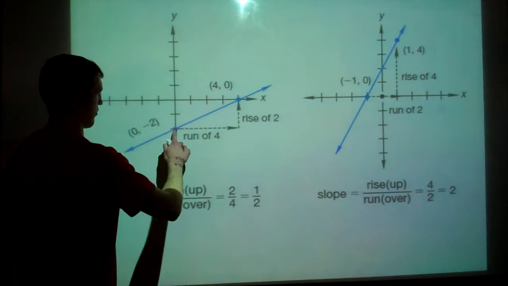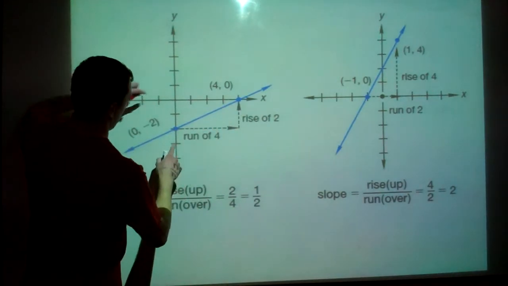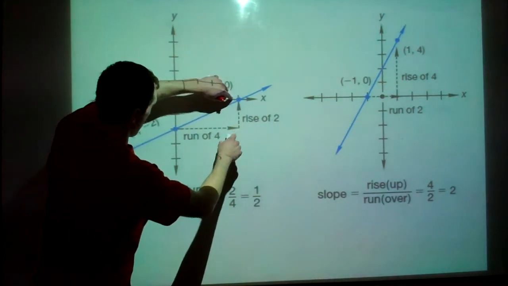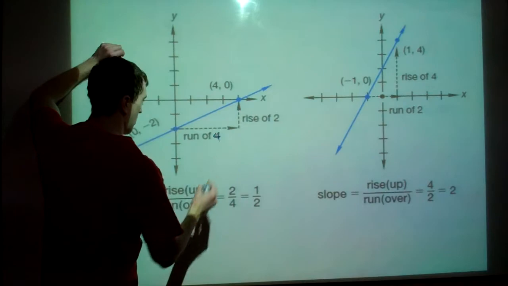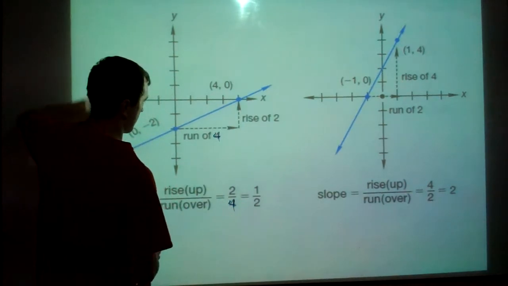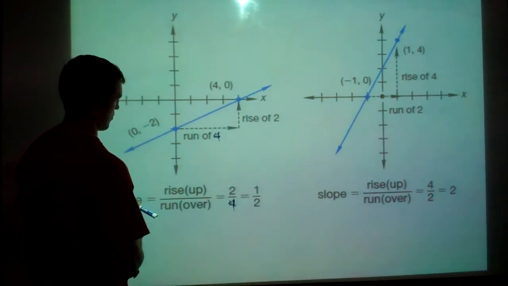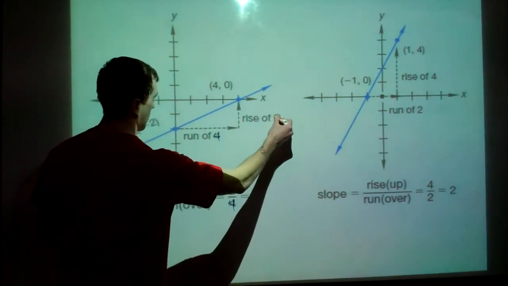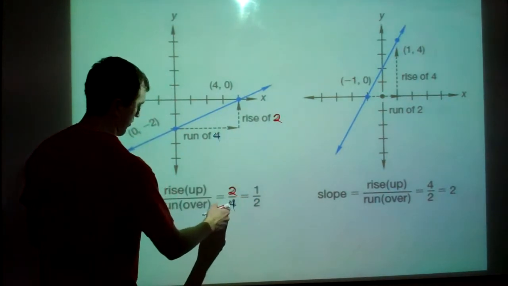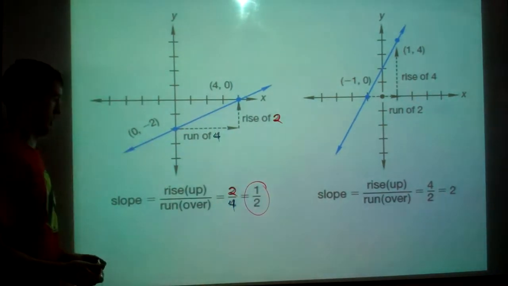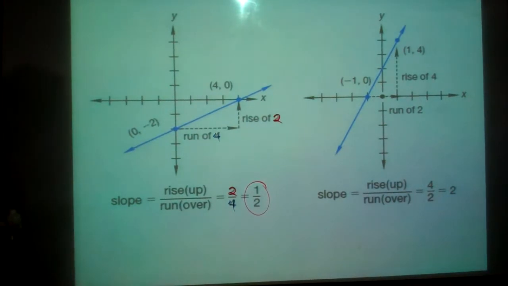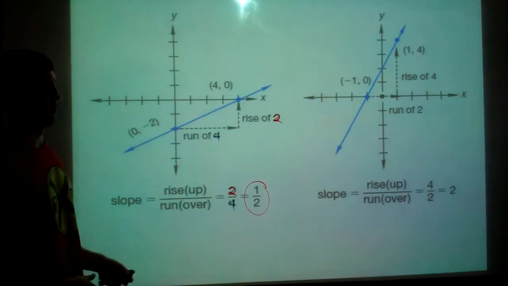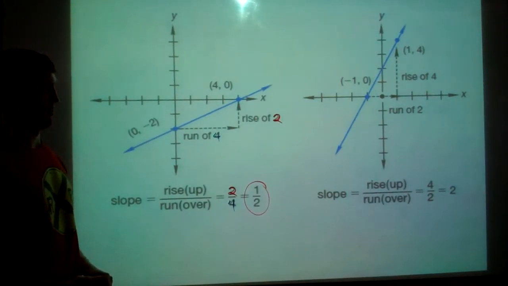So how far do I have to move over to get directly beneath this one? Let's check. 1, 2, 3, 4. So they had to run 4. So they put a 4 here. And then from there, how much do we move up? 1, 2. So they have a rise of 2. 2 over 4 reduces to 1/2. So the slope of that line is 1/2. Okay? And then we can use these numbers to determine the steepness as well. And we'll do that when we compare it to the other one here.